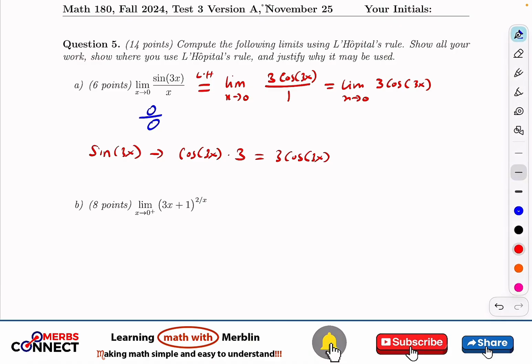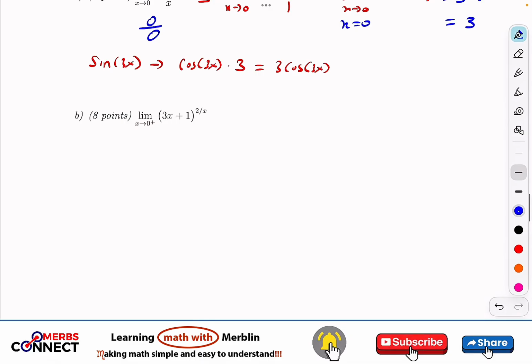So now it means that we are setting x equal to 0. I'm not going to write the limit because now we are going to do substitution there. And this is going to be 3 times 1, which gives us 3, because cos of 0 is 1. Very simple from there. Now let's look at B.